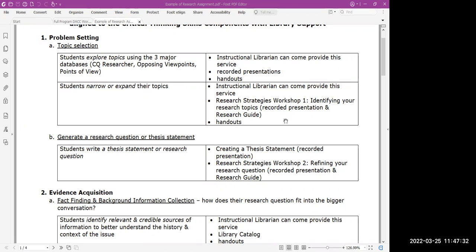So you may see things like "instructional librarian can provide this service," and that is very general. We can do it in person, we can do it over the phone, we can do it through email. I think you understand, right? So the librarian is available in whatever format or modality is preferred.